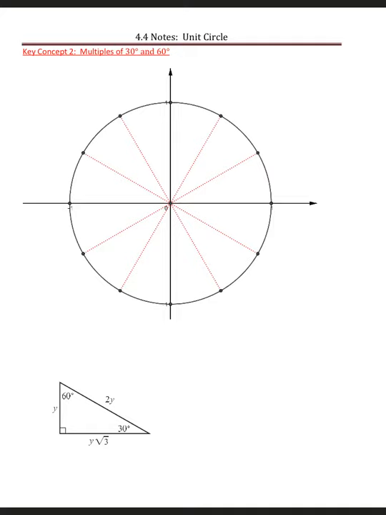Hi, this is Mrs. Jackson, and this is the second part of Section 4, Chapter 4 on the unit circle. In this quick video, we're going to look at the unit circle, going all around it, and specifically look at angles that are multiples of 30 and 60 degrees. In other words, we're focusing on the special right triangle, 30, 60, 90. All right, so let's get started.